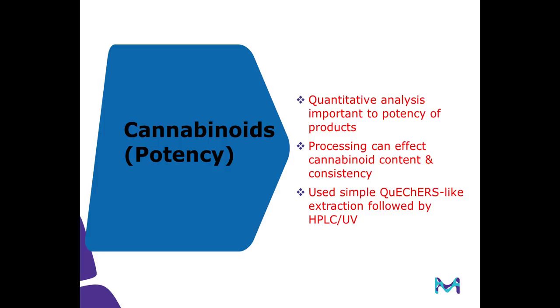Processing can affect cannabinoid content and consistency, especially for extracts, because many times extracts are made from concentrates that have gone through some kind of process to convert all the acidic forms into neutral. And in the case of THC, you probably already know the neutral form is the form that's psychoactive, or I should say psychotropic. Now here in this application, what we did was we looked at a couple different forms of edibles, gummy bears and brownies, and we used a very simple QuEChERS-like extraction followed by a UV analysis for looking at these, HPLC-UV.